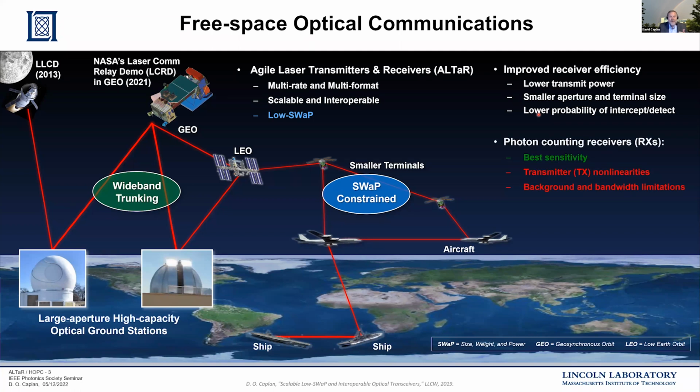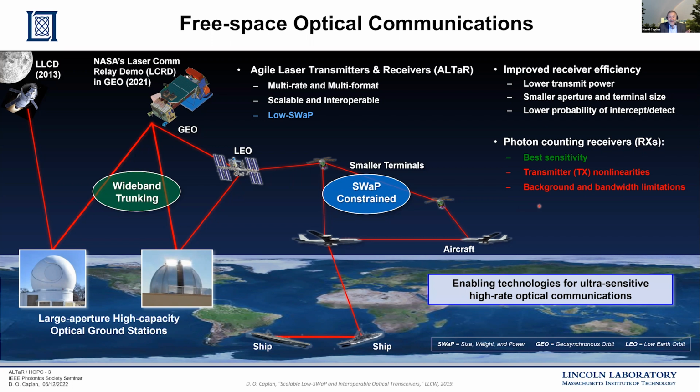And so of the known receiver designs, photon counting receivers have the best sensitivity, but they come with some known limitations, such as transmit nonlinearities due to high peak powers and the waveforms that are often used, as well as background and bandwidth limitations, which often limit their utility. And so in this talk, I'm going to be discussing some enabling technologies that we've been developing at Lincoln Lab for ultra-sensitive and high-rate optical communications.